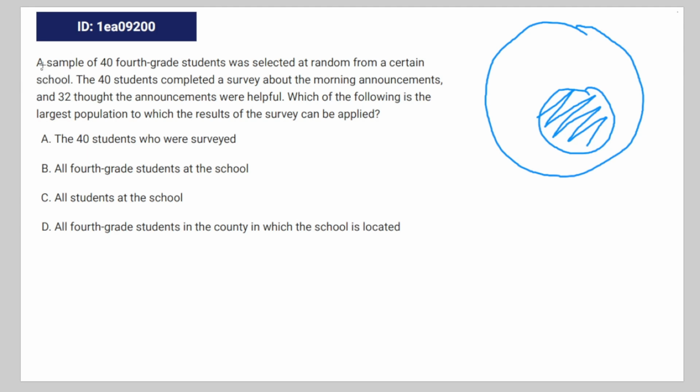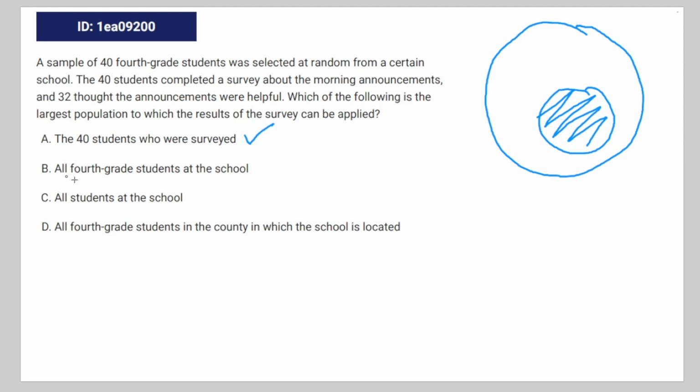The following example says, a sample of 40 fourth grade students was selected at random from a certain school. The 40 students completed a survey about the morning announcements, and 32 thought the announcements were helpful. Which of the following is the largest population to which the results of the survey can be applied? So the 40 students were surveyed. This is the random sample, so of course the conclusions about the random sample can be applied to the random sample, so this works for now, but it's not that big, so just keep that in mind.